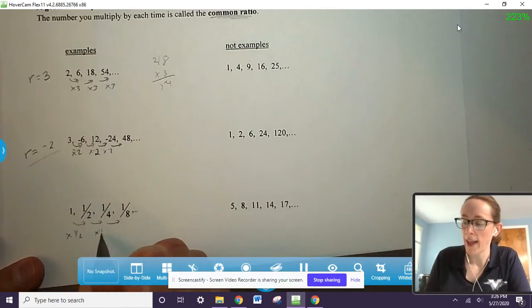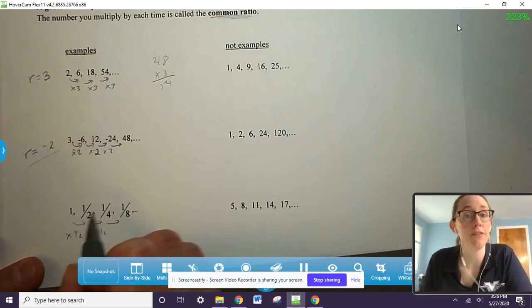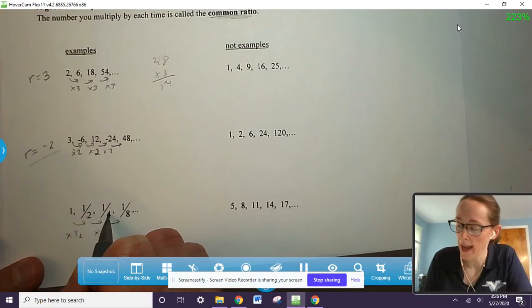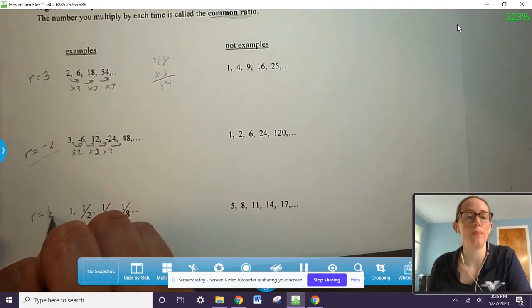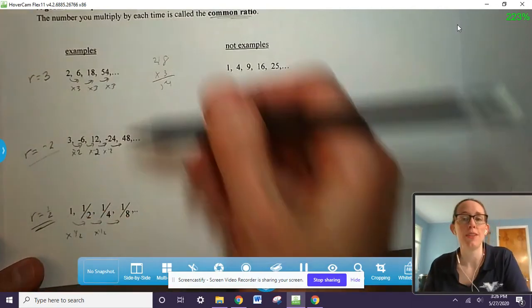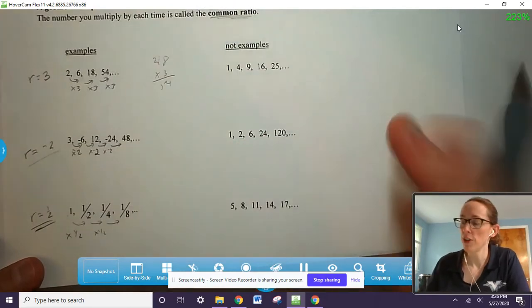If I cut 1 in half, I get a half. If I cut a half in half, I get a fourth. So if I multiply by 1/2, I can get to the next term. So these are all examples of geometric sequences. These over here are not examples.